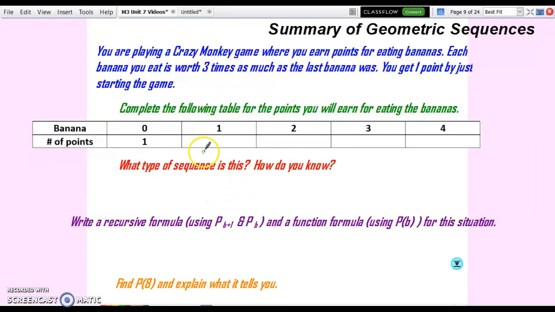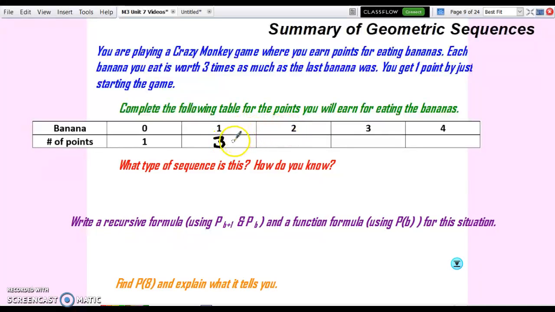Complete the following table for points you will earn for eating the bananas. Well, eating no bananas, you already get a point for just playing. Participation goals here. Then you eat the first banana. For all general purposes here, we're going to say that this is 3 points for the first banana, because 1 times 3 is 3. Even though that wasn't a banana, go along with me here for now.